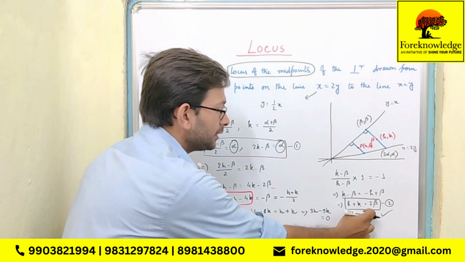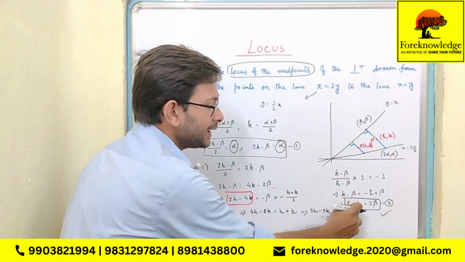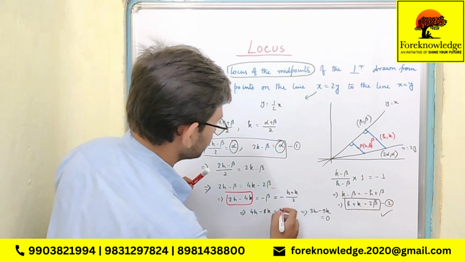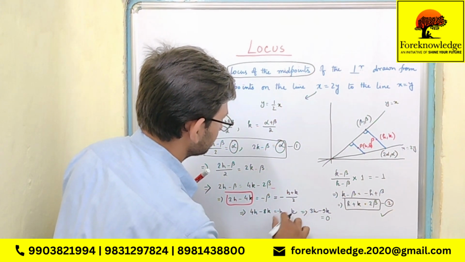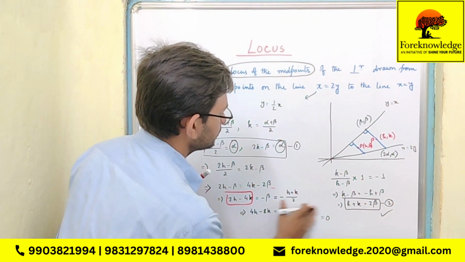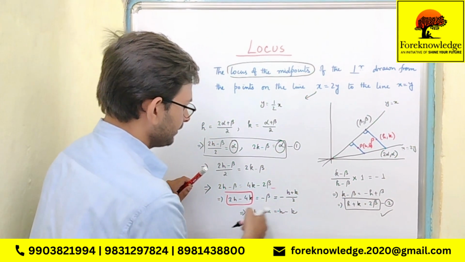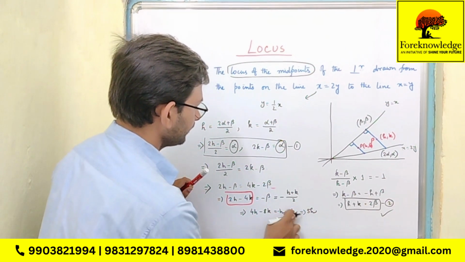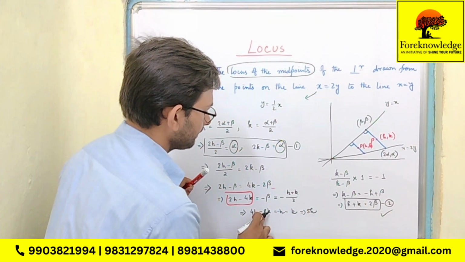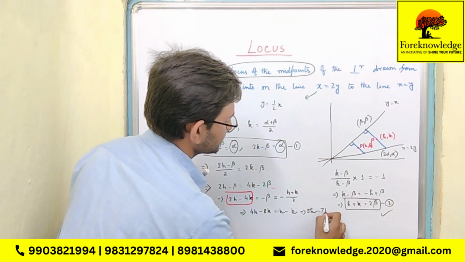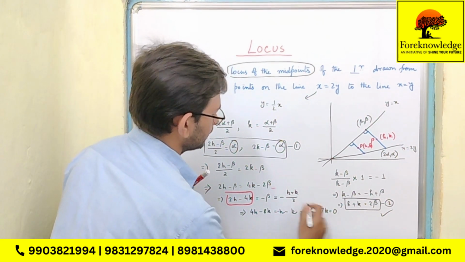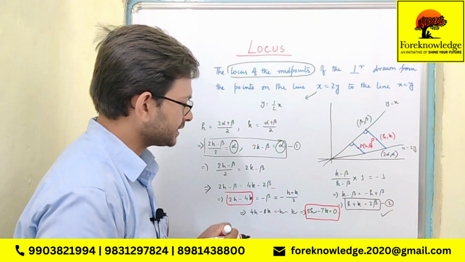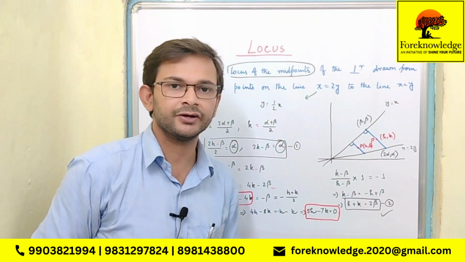From here what are we getting? We are getting beta as h plus k by 2, but here it is minus beta. So basically this is minus h minus k. So the final answer will be 4h plus h, that is 5h, and minus 8k plus k, that is minus 7k, equal to 0. This is the hk relation after elimination of alpha and beta.